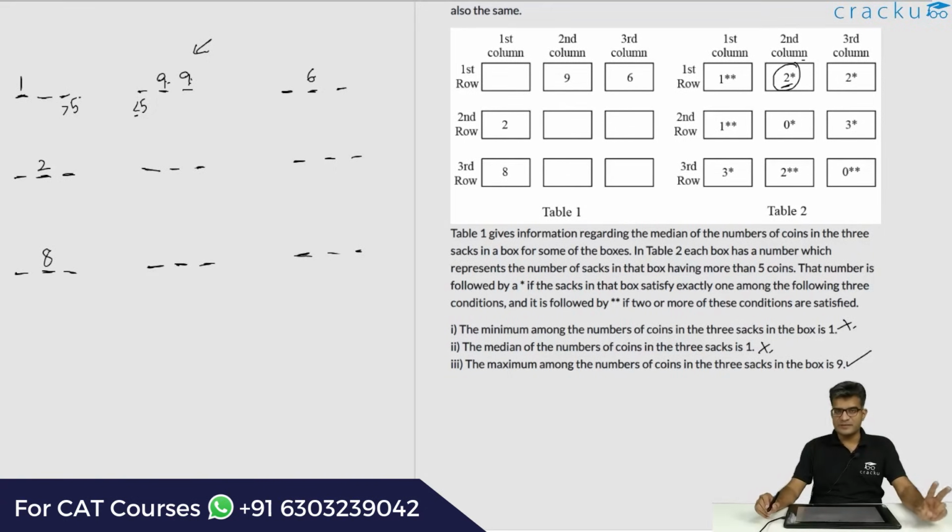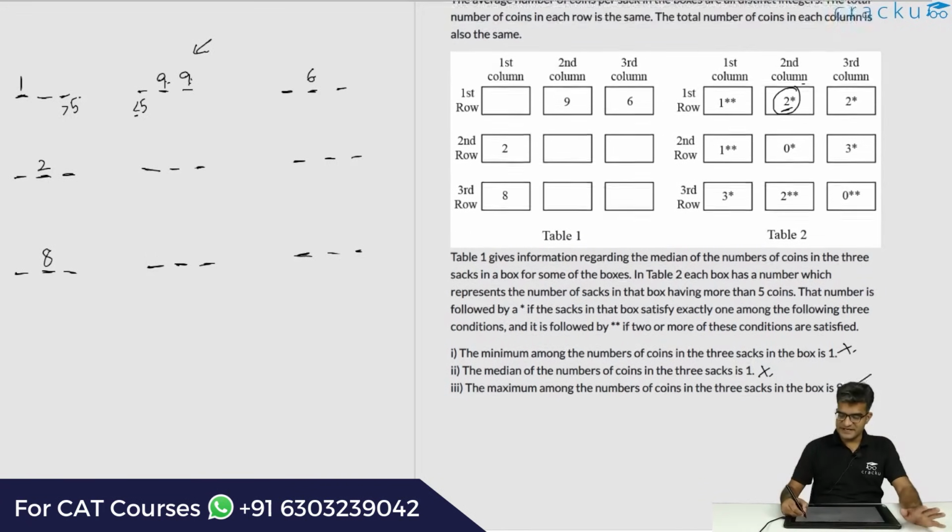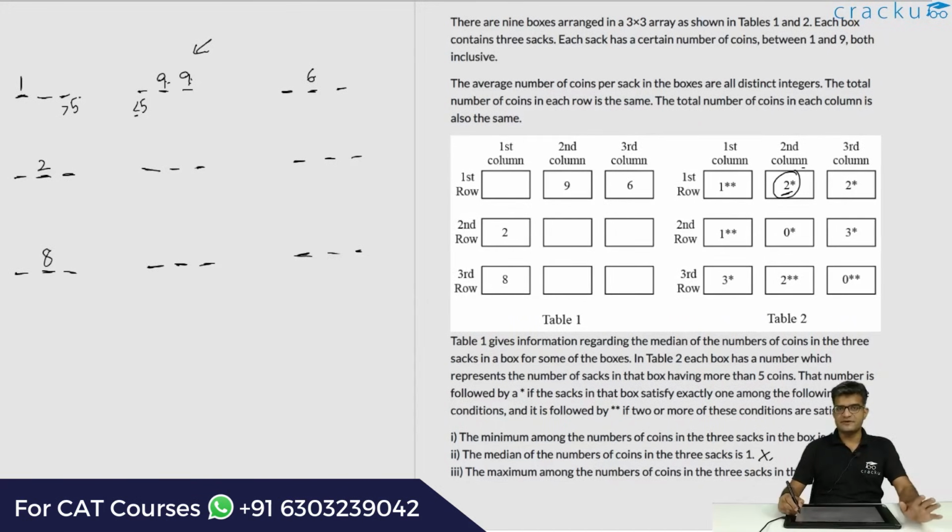This would say that 2 numbers are greater than 5, they are the median and the largest number, that is taken care of. So the smallest number is less than or equal to 5. Now we also know that the average of all the boxes is a distinct integer. So the sum of the 3 numbers which are present in any box has to be a multiple of 3. The sum of the largest 2 numbers is 9 plus 9, which is 18.